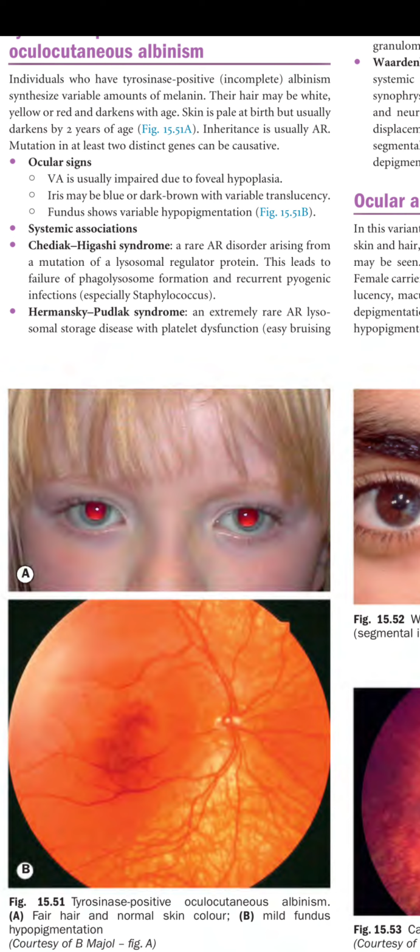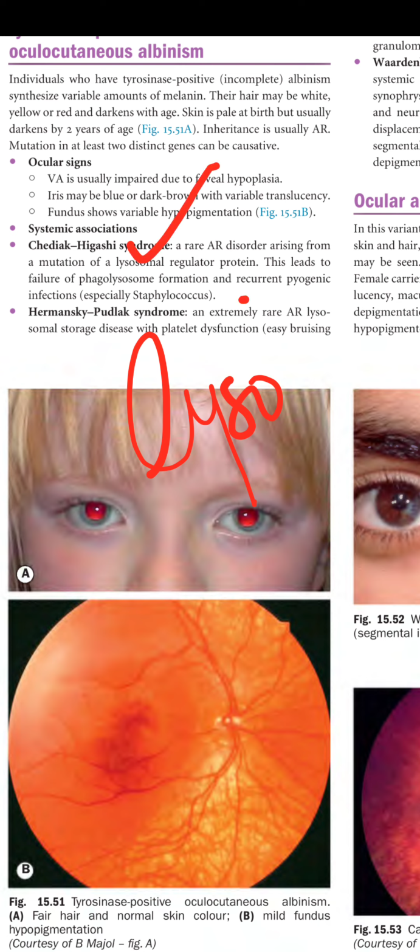especially staphylococcus. So the lysosomal enzyme will be deficient, and it will lead to the failure of the phagolysosome, which will lead to recurrent pyogenic infection.